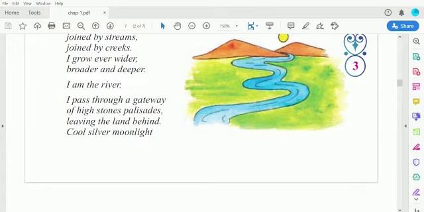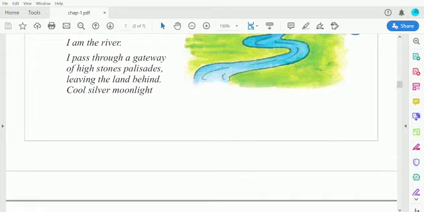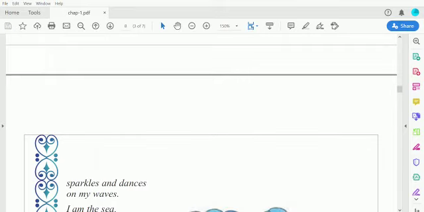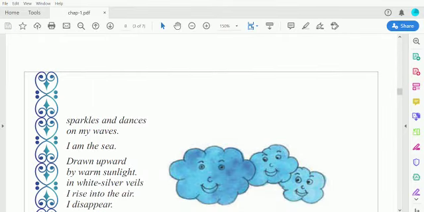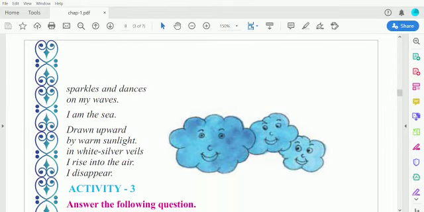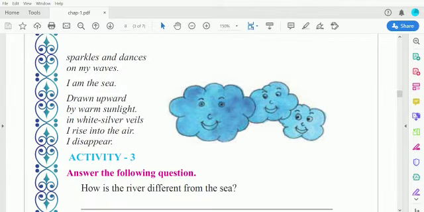So again the water passes through a gateway of high stone palisades. Palisades means fence. Leaving the land behind, cool silver moonlight. So how does it look? It looks like cool silver moonlight, sparkles and dances on its waves. So that is the sea.